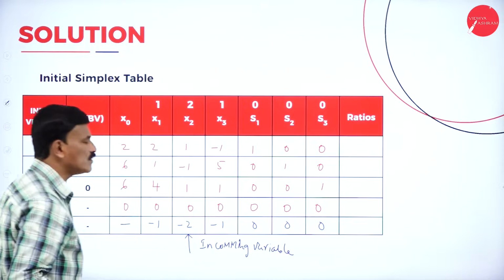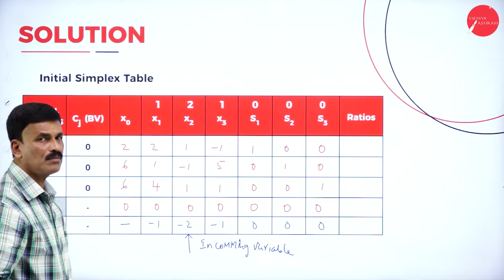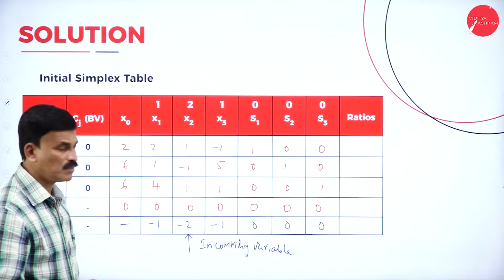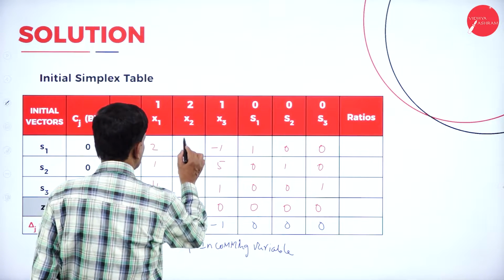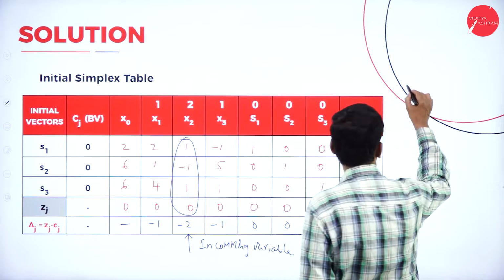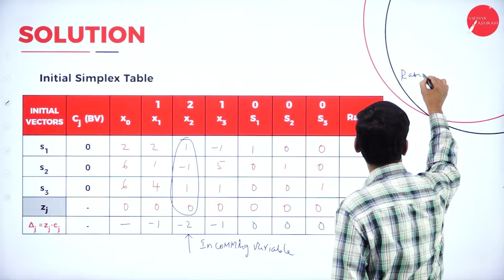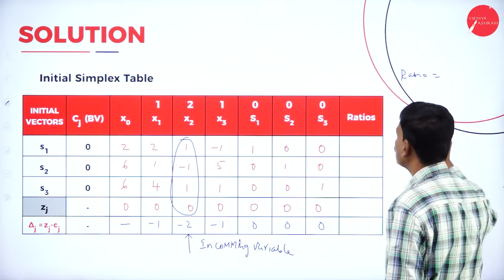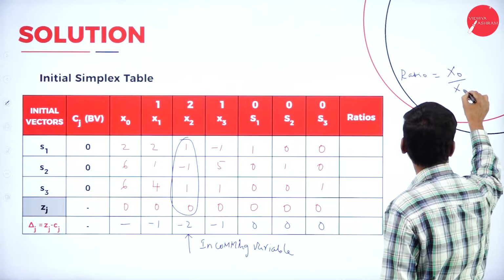This is the incoming variable. So x2 is the incoming variable. Now identify the outgoing variables. Now find out the ratio. The ratio is given by x0 divided by x2. So x0 divided by x2.